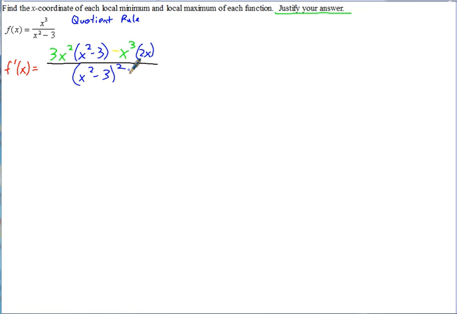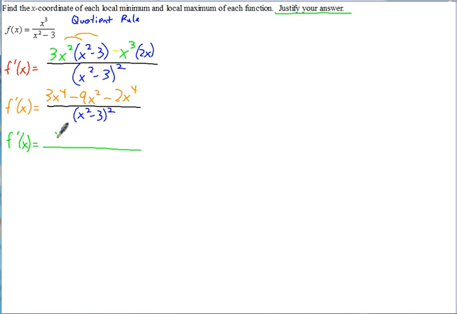And let's go ahead and simplify this. So here, you could factor, but it might be easier to just distribute out in this case. That's going to be 3x to the fourth minus 9x squared, and then minus 2x to the fourth. But the denominator, squaring that out is not going to make it simple, so I'm just going to leave that as x squared minus 3 squared. Keep going. 3x to the fourth minus 2x to the fourth is just x to the fourth, minus 9x squared, over x squared minus 3 squared.